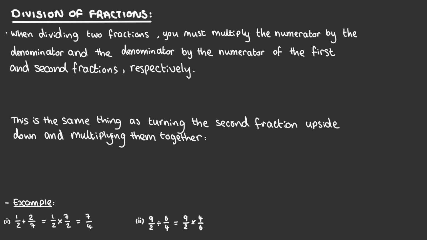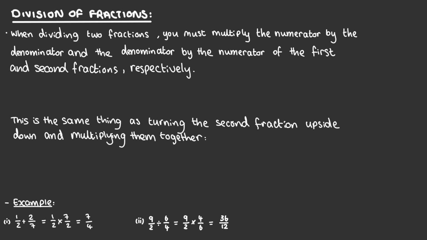So just like last time, we're going to take the second fraction and turn it upside down. And we're also going to change the division sign to a multiplication sign. So the last thing left for us to do is to multiply the two numerators and the two denominators together. 9 multiplied by 4 is 36, and 2 multiplied by 6 is 12. So our answer is 36 over 12.